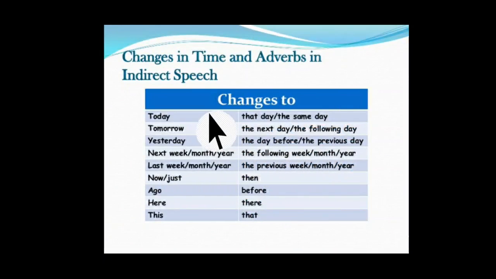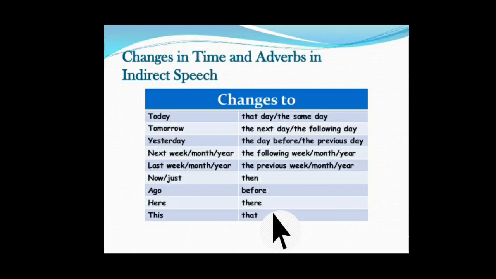Now what are the changes in time and adverbs in indirect speech? Today is changed into that day or the same day. Tomorrow is changed into the next day or the following day. Yesterday is changed into the day before or the previous day. Next week or next month or next year is changed into the following week, month or year. Last week or last month or last year is changed into the previous week, month or year. Now and just is changed into then. Ago is changed into before. Here is changed into there, and this is changed into that.